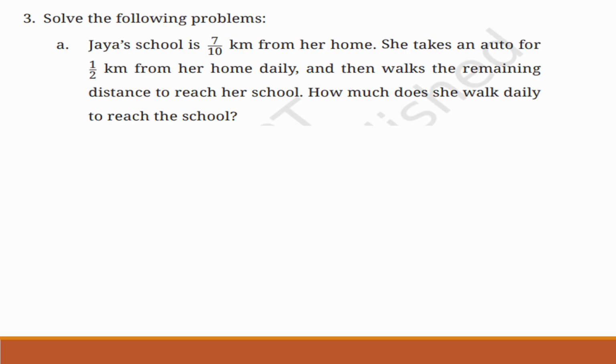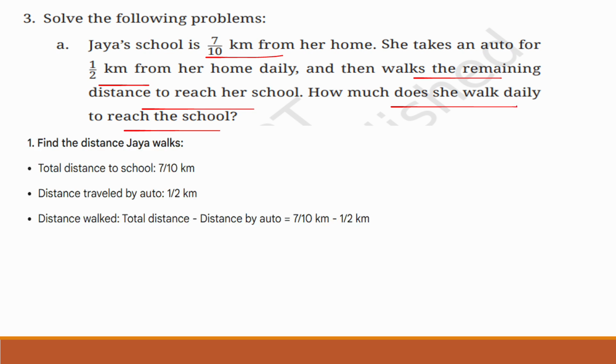Solve the following problems. Jaya's school is 7 by 10 kilometer from her home. She takes an auto for half kilometer from her home daily and then walks the remaining distance to reach her school. How much does she walk daily to reach the school? So first find the distance Jaya walks. Total distance to school is 7 by 10 kilometer. Distance traveled by auto is 1 by 2 kilometer. Distance walked. How do you find?